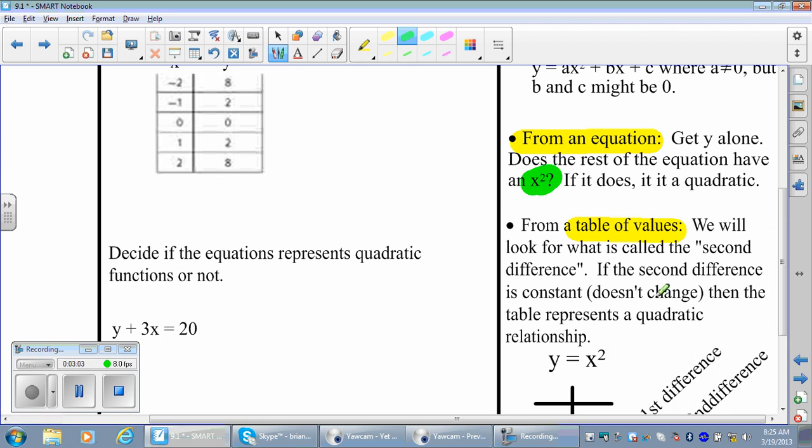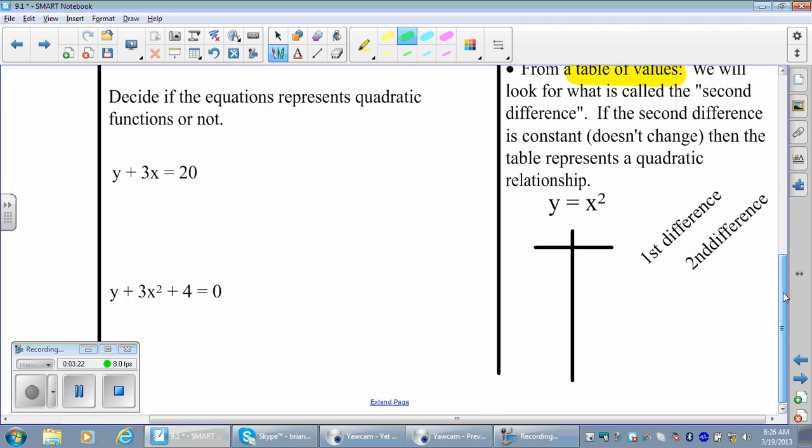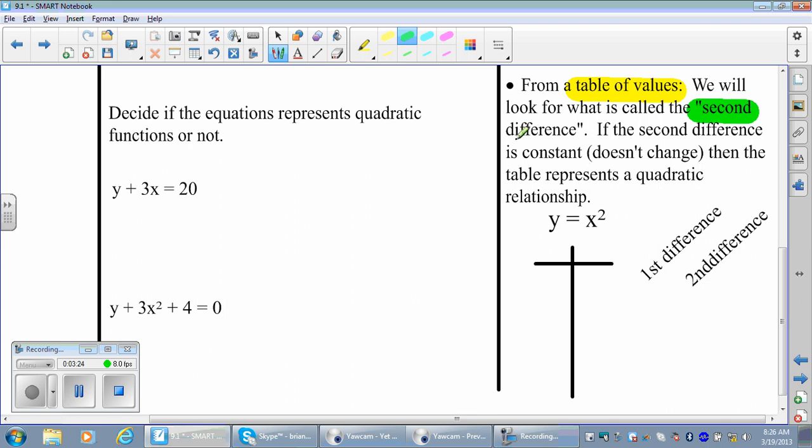And now the new one, a completely new situation for you, is to be able to look at a table of values and say, is this quadratic? I won't have the equation, I won't have the graph, but I'm just going to look at a table of values. I want to determine, is this a quadratic? Let's practice that for a second, because we're going to look for what's called the second difference, and that's a completely new term to you.